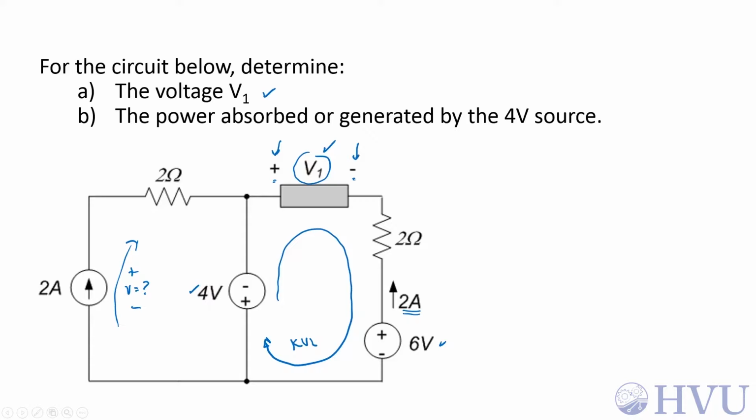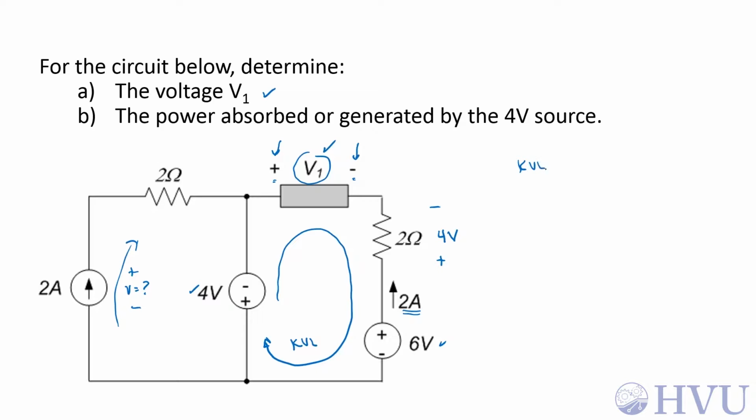Luckily, I'm given that the current through that resistor is 2 amps going this direction. If I want to use that as a positive current in Ohm's law, I have to assign this voltage as being 2 ohms times 2 amps with this polarity, so 2 times 2 is 4, and that's 4 volts.